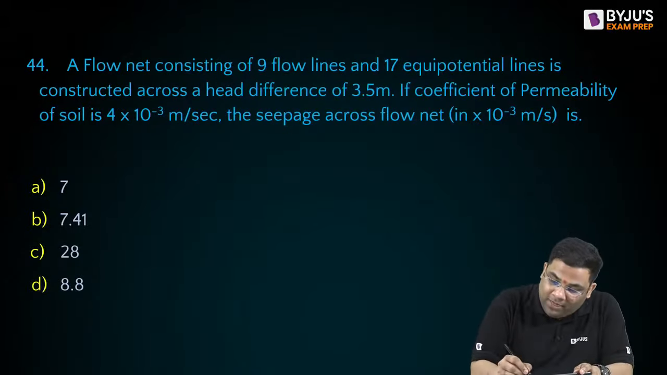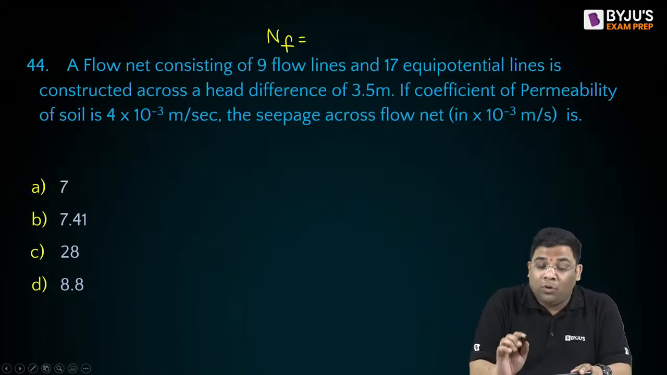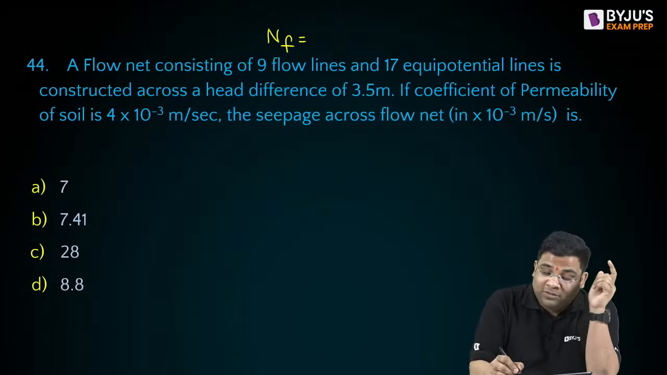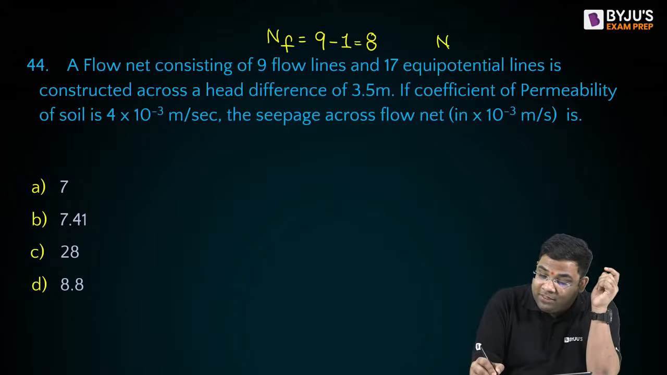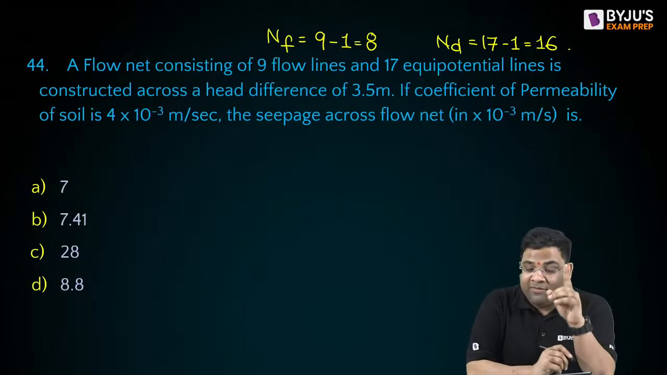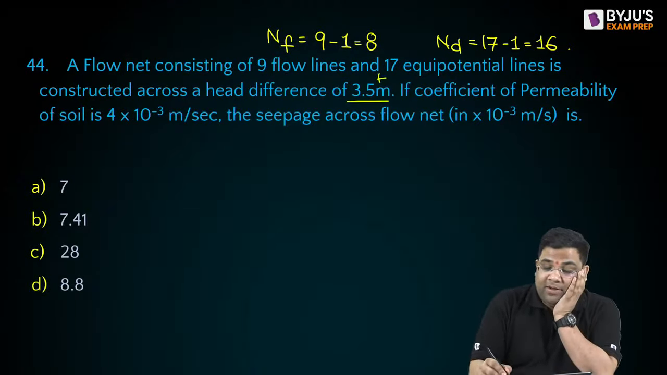You see, the number of flow lines is given and the number of potential lines is given. Flow lines are not equal to flow channels. The number of flow channels is the number of flow lines minus 1. Remember this, right? And the number of potential drops will be equal to the number of equipotential lines minus 1, that is 16. So NF and ND we found out, right? The head difference is 3.5.